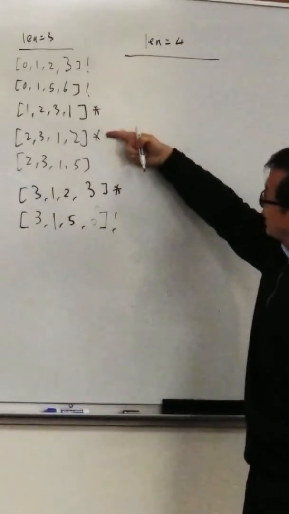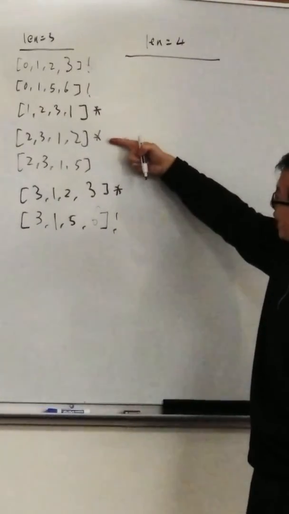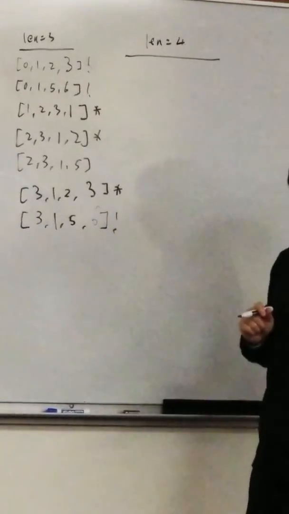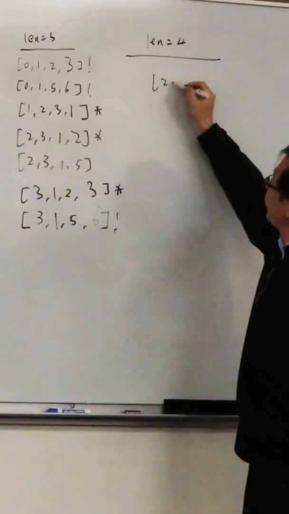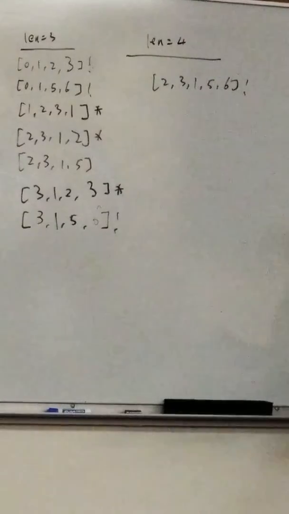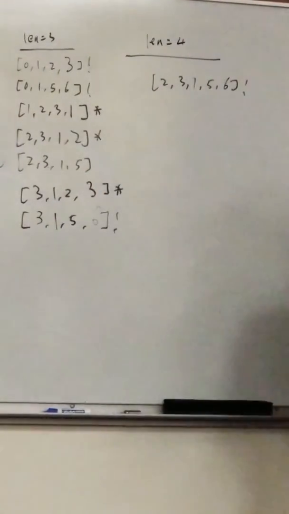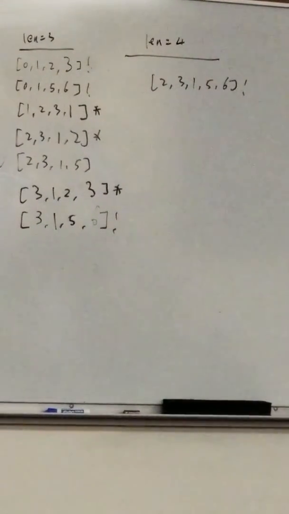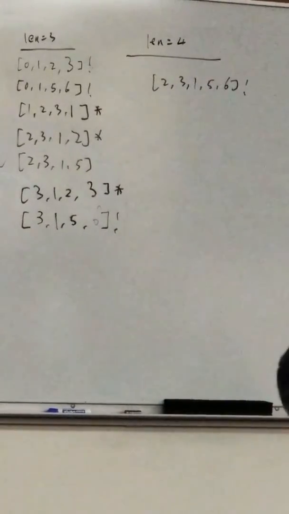This one cannot be extended. I don't have to try that. The only one we have left is this one: 2, 3, 1, 5, 6. That's the only possible extension. So at this point, we have identified all the simple paths.